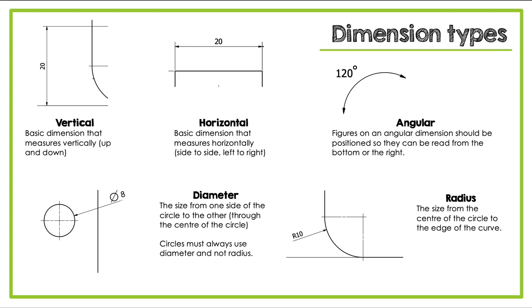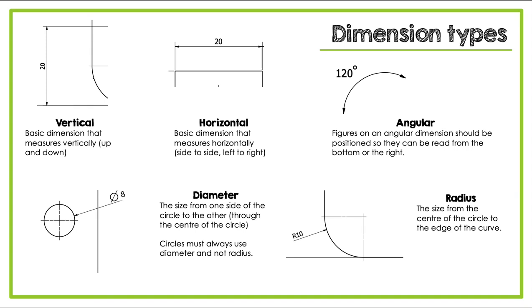So there are different dimension types that you need to know. Some of these would have been covered in National 5, and also in practical woodwork if you've done practical woodwork. Others may be new. So vertical is a basic dimension that goes up and down, and horizontal goes left to right. So they're your basic dimensions.